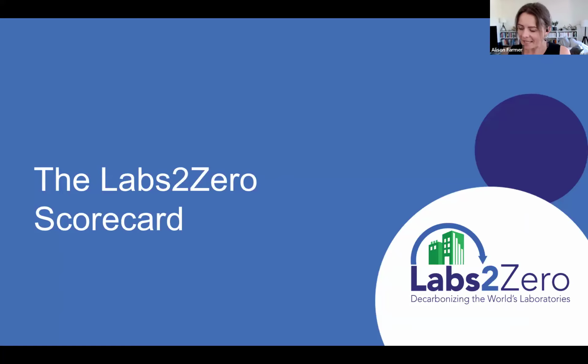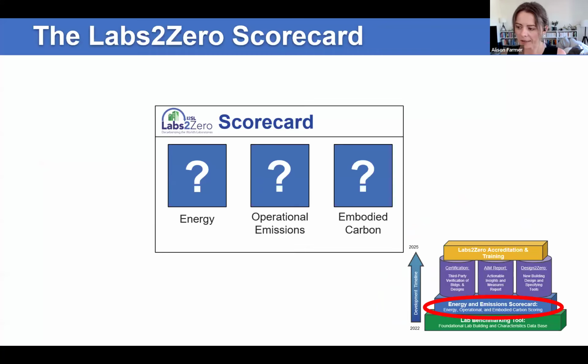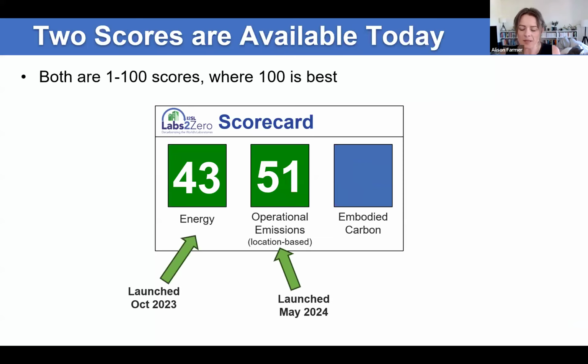So that's where the LBT is at for right now. I'm going to talk now about the scorecard. So Gordon's already talked a little bit about our scorecard. It's super exciting because there isn't really anything like this for lab buildings, or in fact, if you start counting the operational emission score for any kind of building that's out there. As of today, we have 2 of these scores available. We launched the energy score in October 2023 and the operational emission score in May 2024, so just last month.